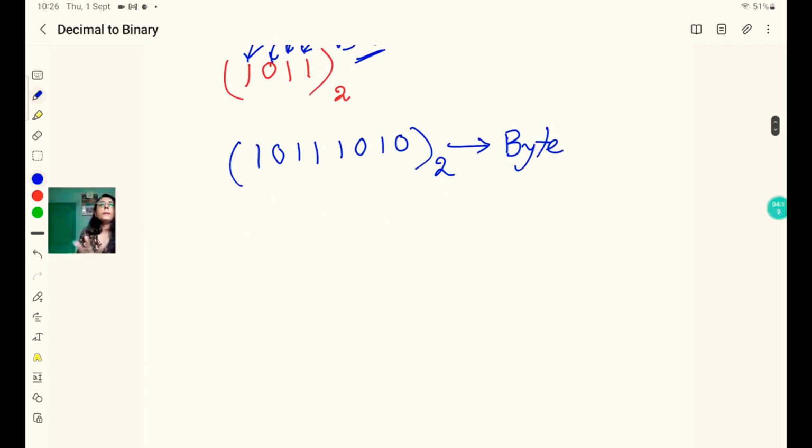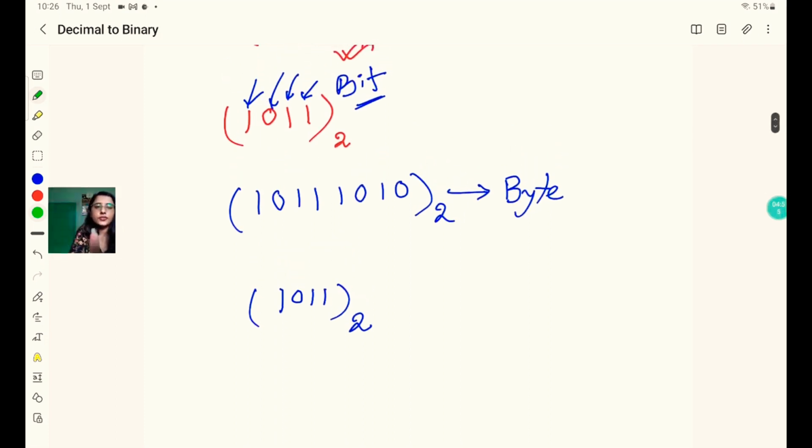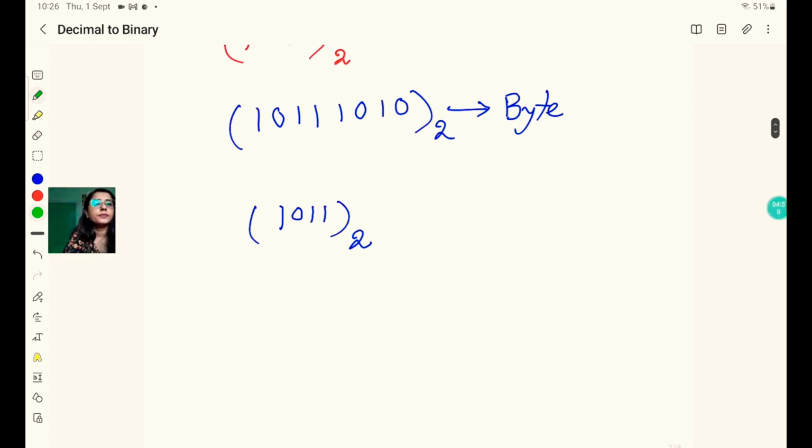Now suppose we take a 4-bit number, which I have written before, 1011 base 2. Each of the digits has a finite position. When we mark the positions, we always mark from the rightmost position, because the rightmost position has the minimal weightage and the leftmost position has the maximum weightage. Now you are wondering what weightage is, right? We will explain that in this video.